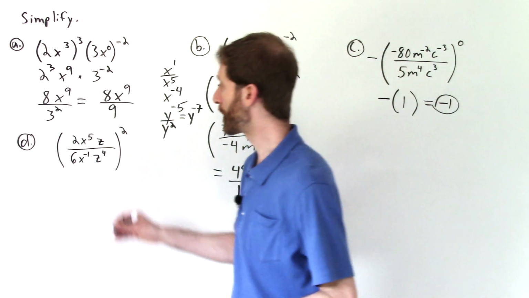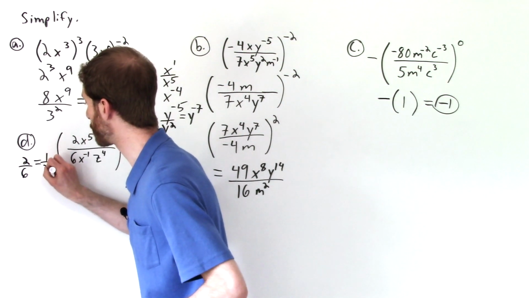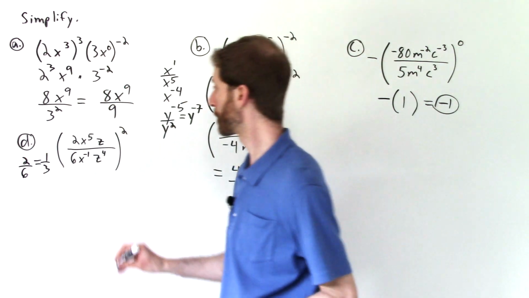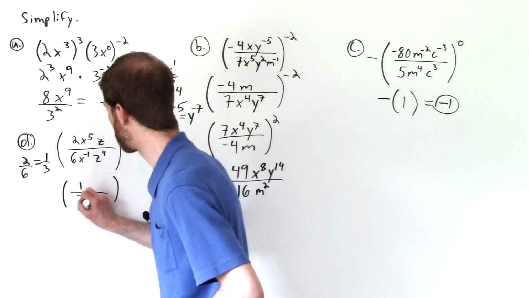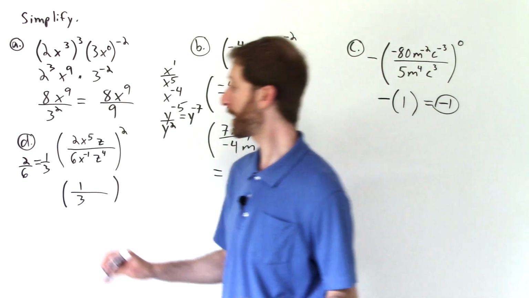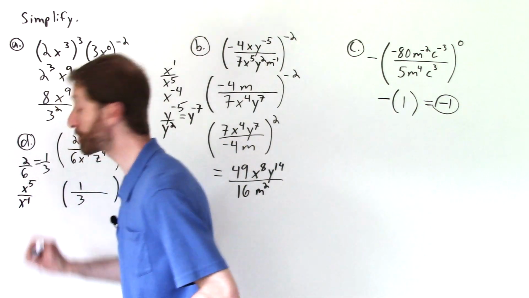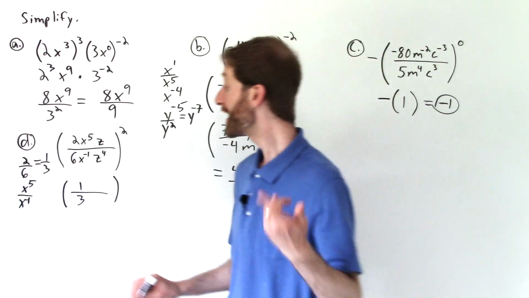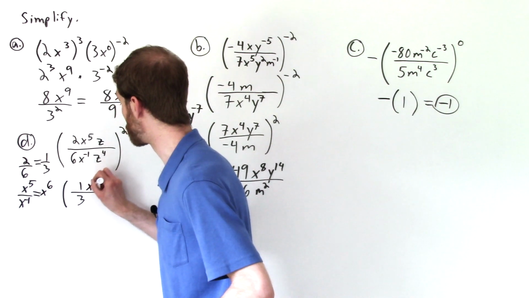So 2 over 6, take that off to the side here, is equal to 1/3, dividing the numerator and denominator by 2. So on the inside, we end up with 1 over 3. X to the 5th over x to the minus 1. Take that off to the side. Well, we would be subtracting exponents. 5 minus -1 is a positive 6. So that ends up in the numerator.